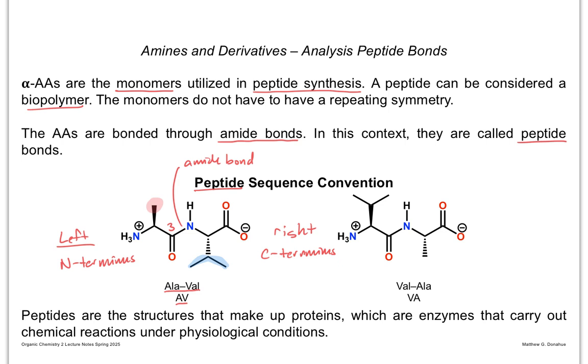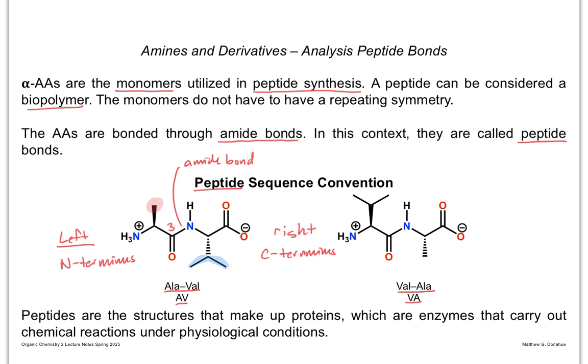Notice now in the sequence on the structure on the right-hand side, we have valine on the left side, alanine on the right side, and so that's now a different sequence, Val-Ala or VA. That's an important difference to realize, because ultimately that sequence will give the peptide chain its structural features and ultimately its function.